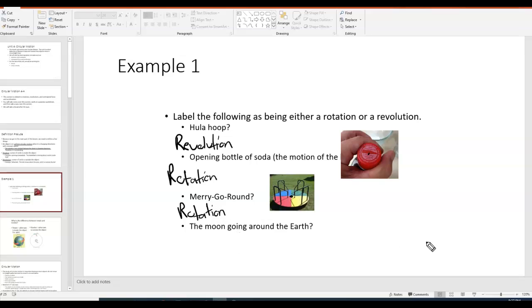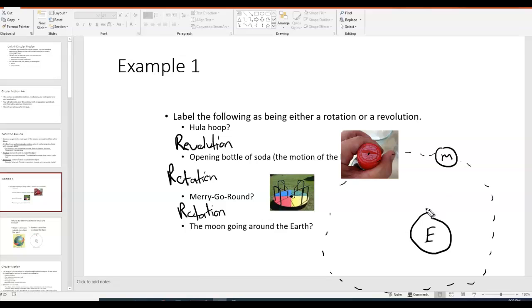And finally, the moon going around the Earth. So here, imagine this is the Earth, and imagine this is the moon. I cannot draw it all, so bear with me. And let's say it goes around in a circle, something like this. This is not a great circle, but I'm doing the best I can from home.